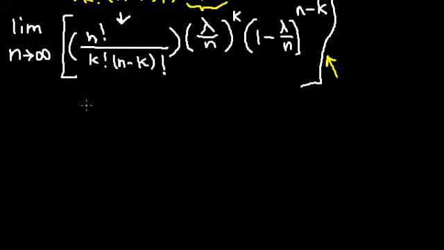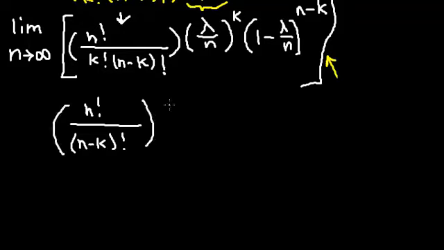So this is what I'll do. I'll do n factorial and n minus k factorial, and try also to separate k factorial from it. And also distribute this exponent k into the argument. Let's try it out. Lambda k all over n k.